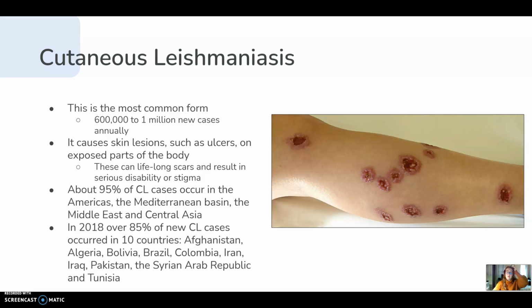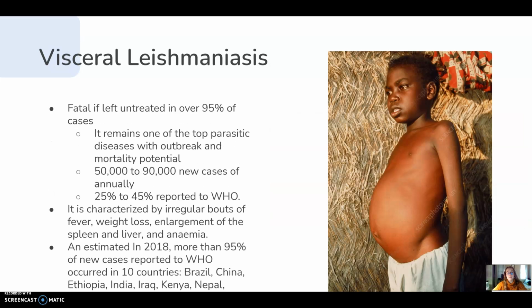In 2018, 85% of the new cases occurred in only 10 countries. Visceral leishmaniasis is fatal if left untreated in over 95% of cases, and is one of the top parasitic diseases in both outbreak and mortality potential.